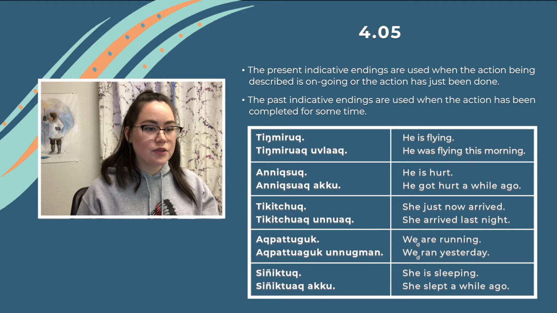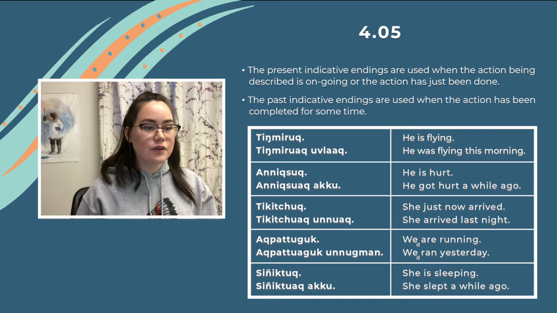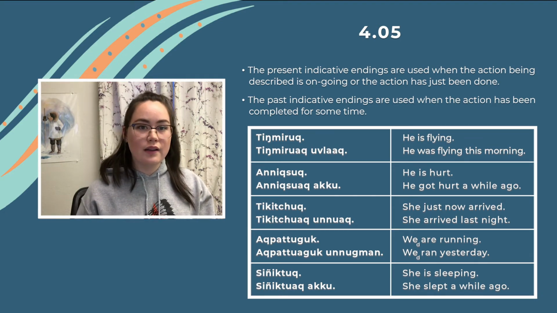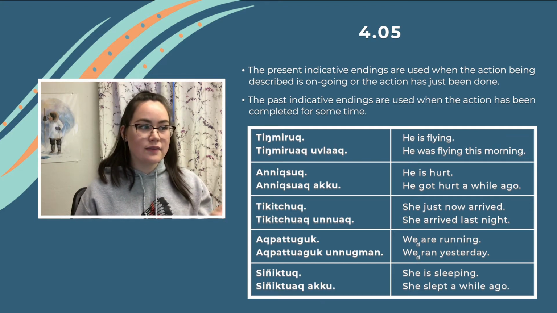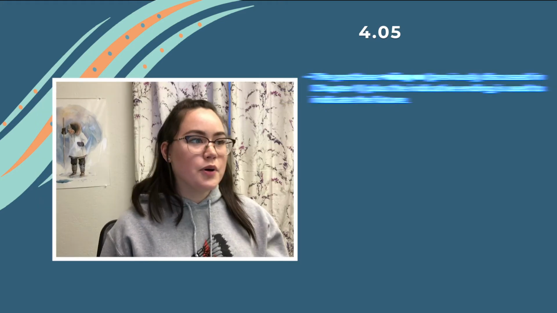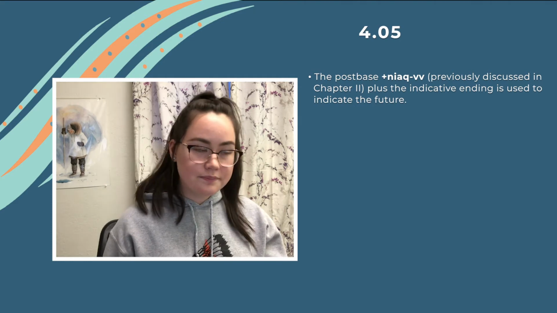Akbatuguk, we 2 are running. Akbat doaguk unnorman, we 2 ran yesterday. Sinikdok, she is sleeping. Sinikdok aku, she slept a while ago. So basically you would use the past tense if they happened a while ago or it has happened for some time.